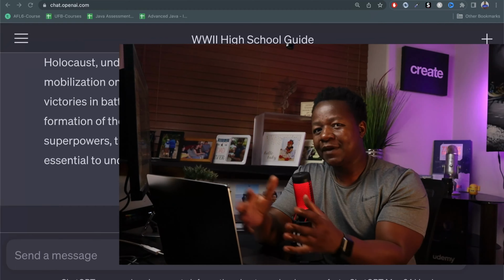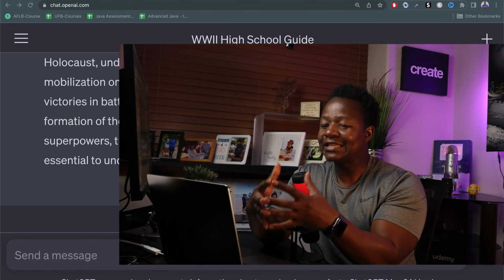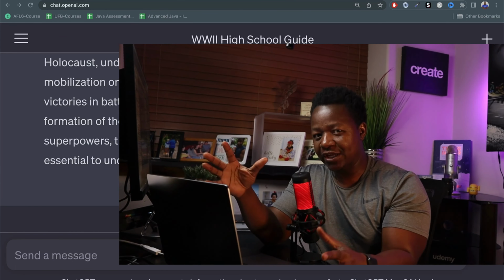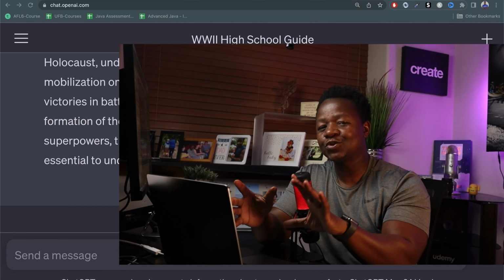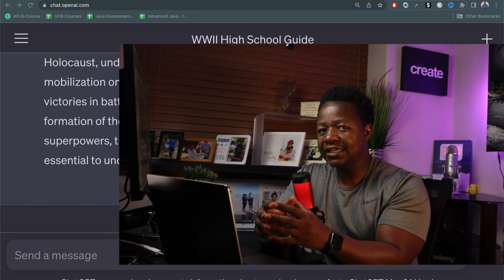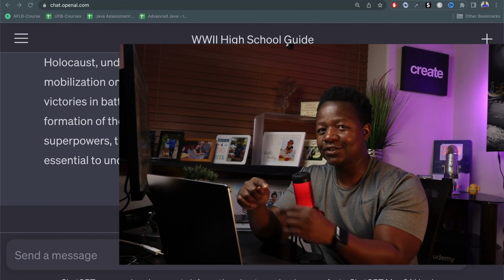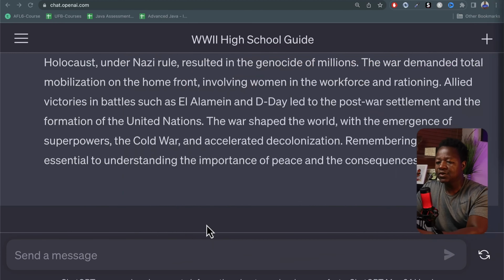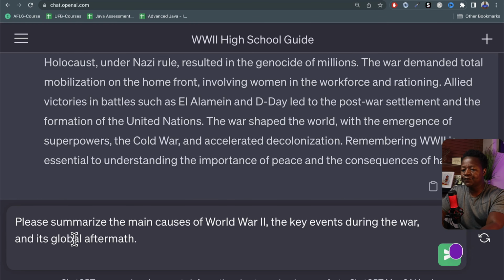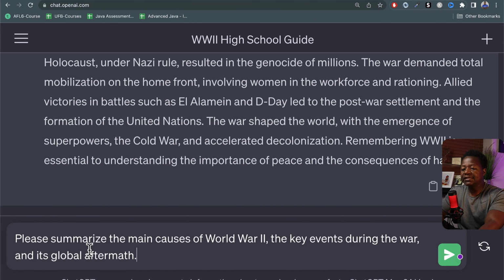Okay, so next we're going to talk about one of my favorites, which is the reverse engineering framework. The idea of reverse engineering is to work backward. So essentially it is looking at a prompt and thinking backward to get to the result that we want. A good example would be if I were to say something like this: please summarize the main causes of World War II, the key events during the war, and its global aftermath.